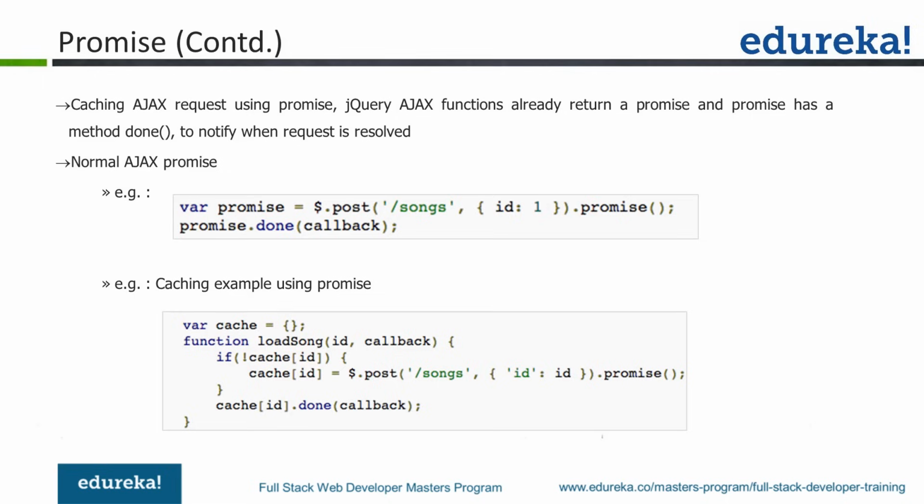Now, when it runs for the first time, when the promise is not there, this is not very interesting. But when it calls the load song for the second time, this block will not be called. The if block will not be true anymore. It will not go inside because the key already exists inside the cache object. And then I need to call dot done on it.